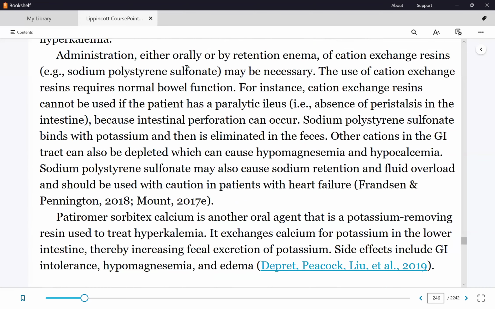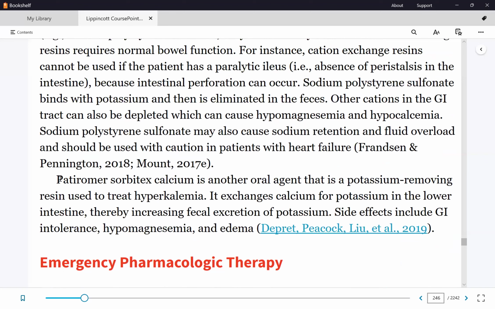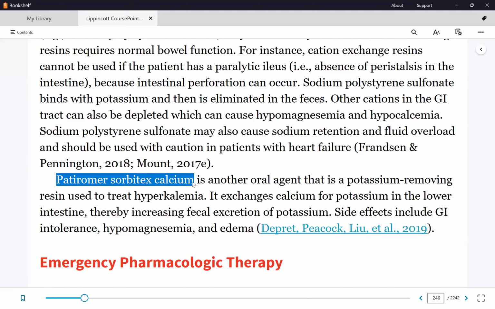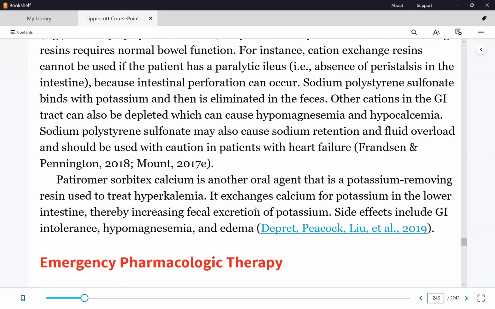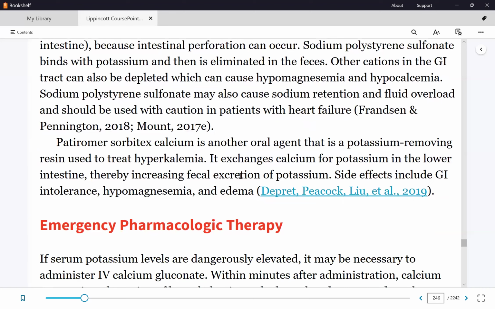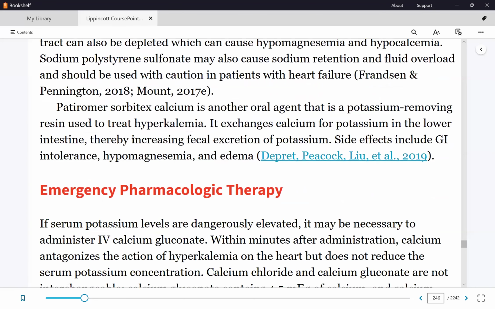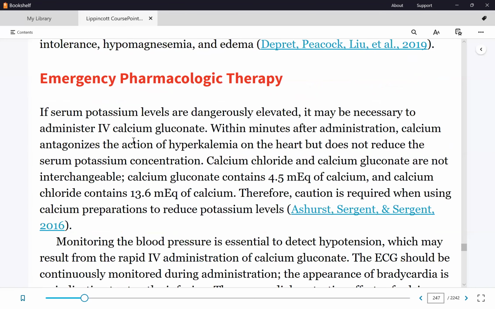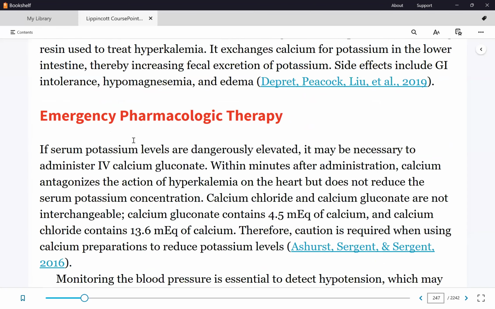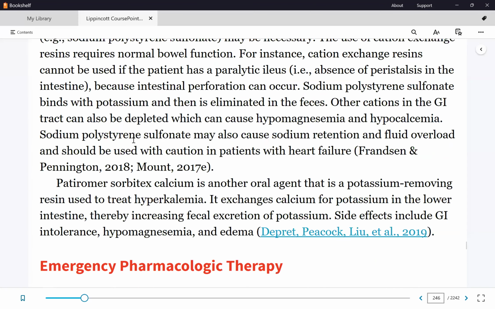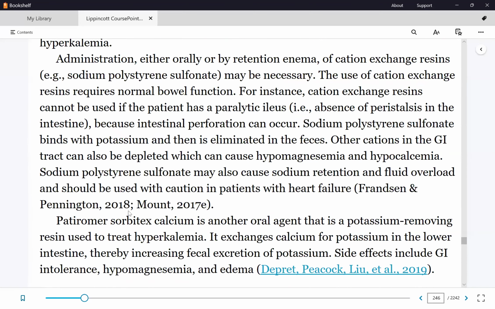All right, let's go to another option. Instead of SPS, this is a newer drug. We have patiromer sorbitex. It works the same as SPS, there's really no difference. It exchanges calcium for potassium in the intestine, so it still works through the GI tract. But it's newer. We also have Lokelma, which is not in your textbook. I forgot the name, but it's something like sodium zirconium. Since it's not in your textbook, we'll stick with SPS and patiromer.